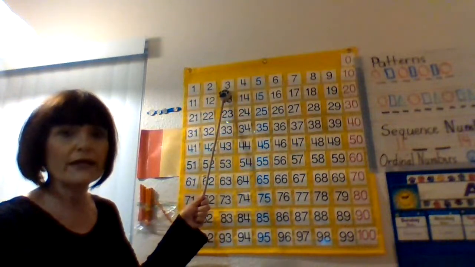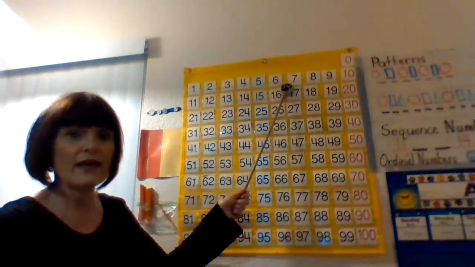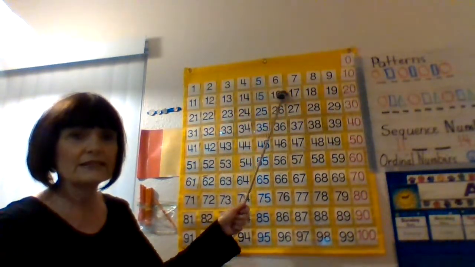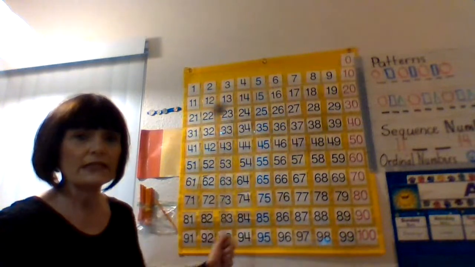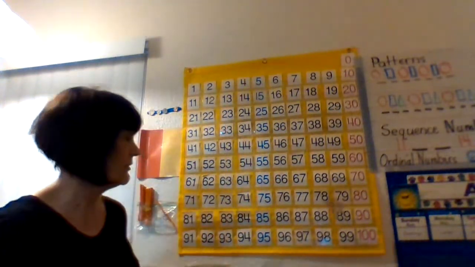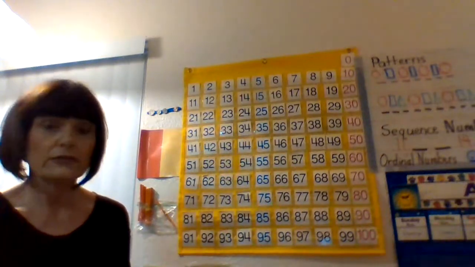1, 3, 5, 7, 9. Gotta go down here now. 11, 13, 15, 17, 19, 21, 23, and on we go. Past 100, we could just keep going.